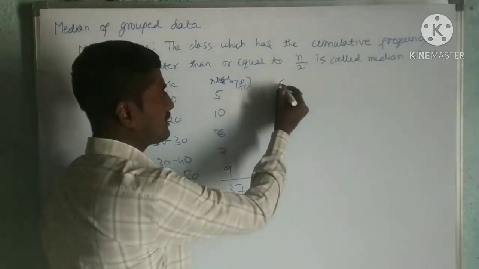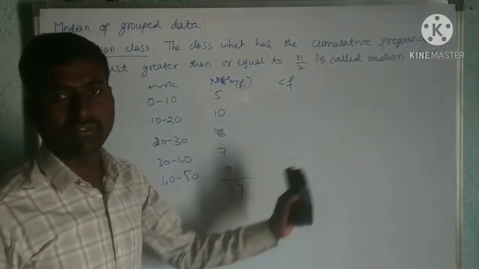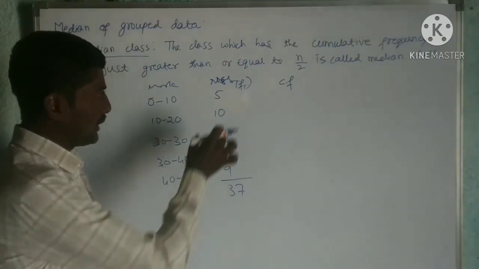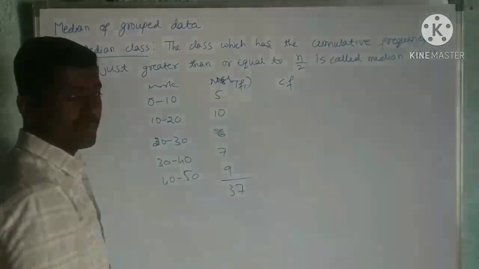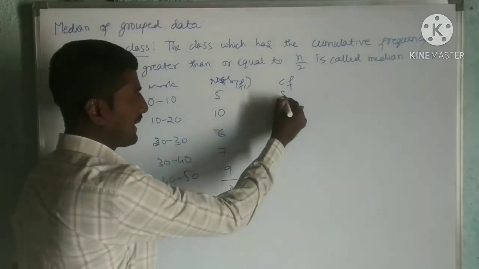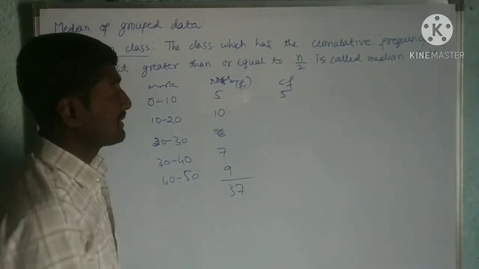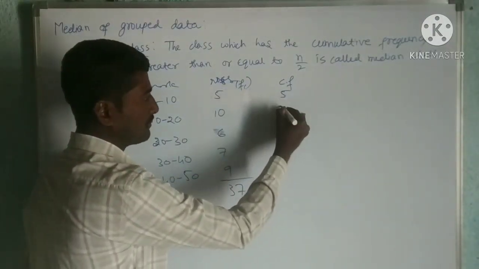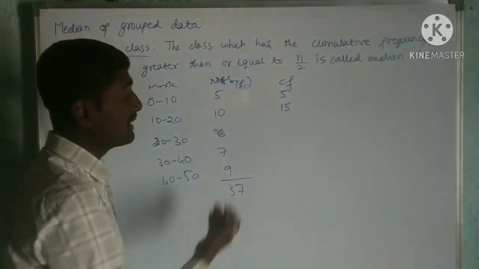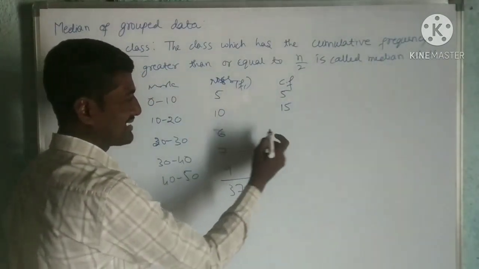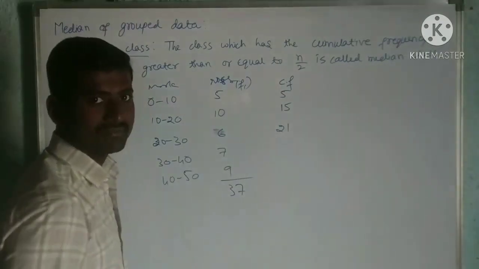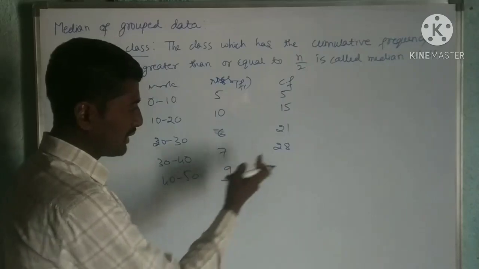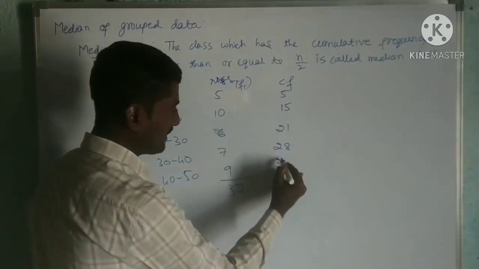That column is cumulative frequency, CF. How will it be? Observe the frequency column. The first term you take as it is, 5. For the next term, add these two, 10 plus 5, that is 15. Then 15 plus 6 is 21. 21 plus 7 is 28. Now 28 plus 9 is 37.